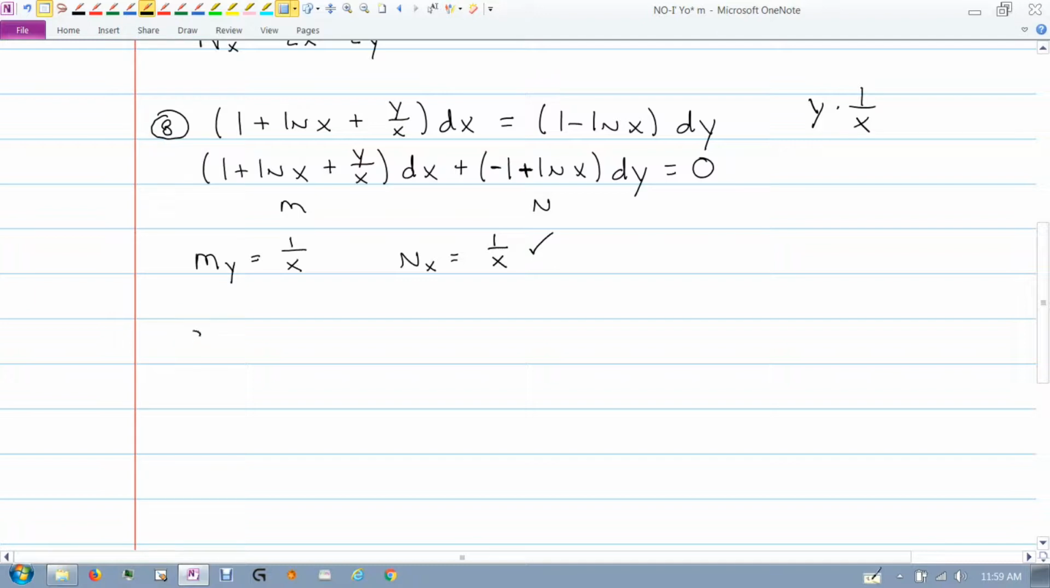So now we know that the partial of f with respect to x must be this first one. I'll just write it down separated: 1 plus natural log x plus, I'm going to write that as y times 1 over x. Okay, so that's what partial of f with respect to x needs to be. Now we integrate both sides with respect to x. We get x plus, now the antiderivative of natural log of x.